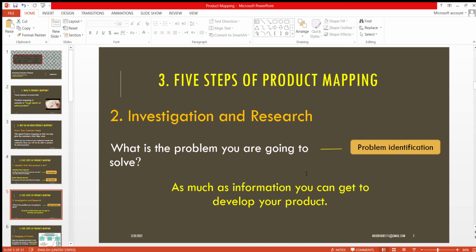So that is why there should be investigation and research, and as much information as can be collected regarding the product a financial engineer is going to develop.